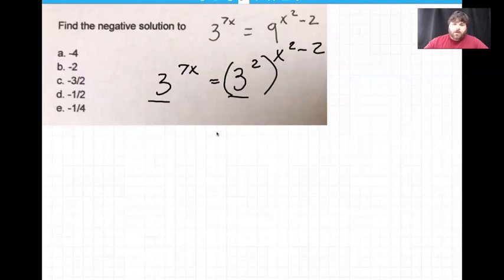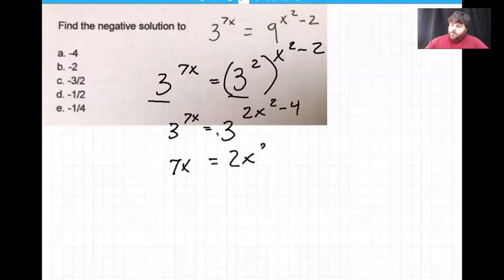Now, how do I do a power to a power? I multiply. So that's really 2x squared minus 4. I distribute that 2 to both of those terms. Okay? That means that I'm going to get equal bases. That means my exponents also must be equal. So here we go. Problem is, this is quadratic.